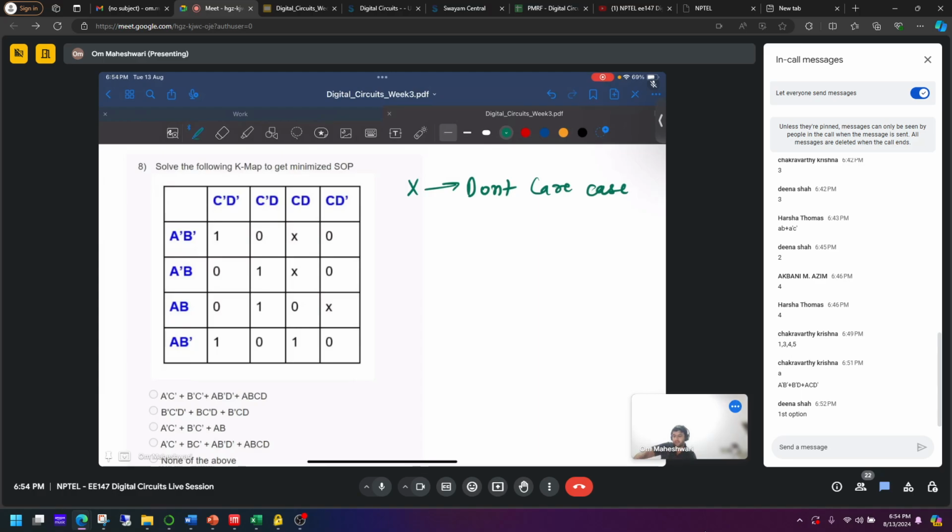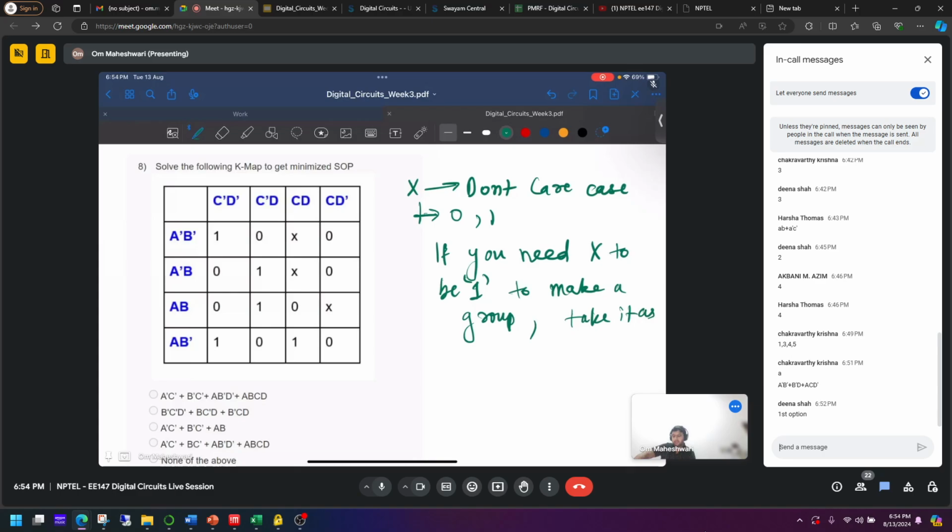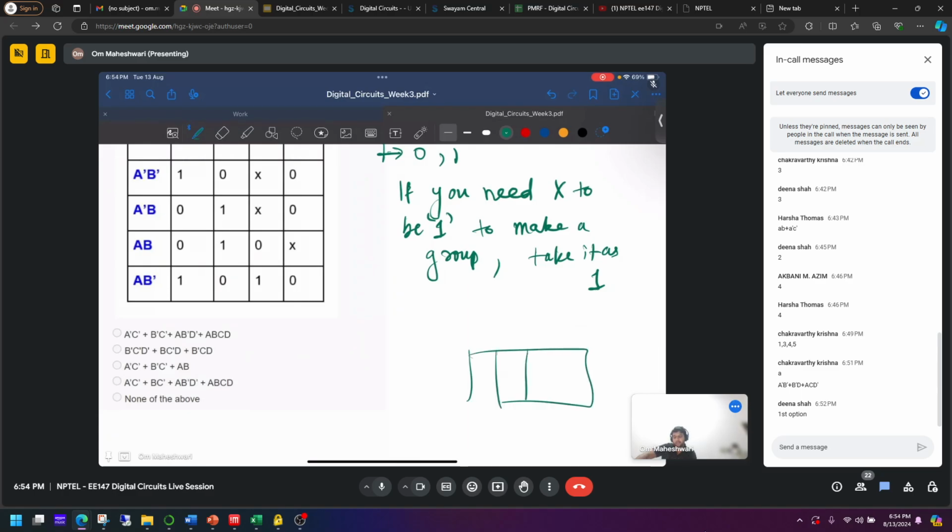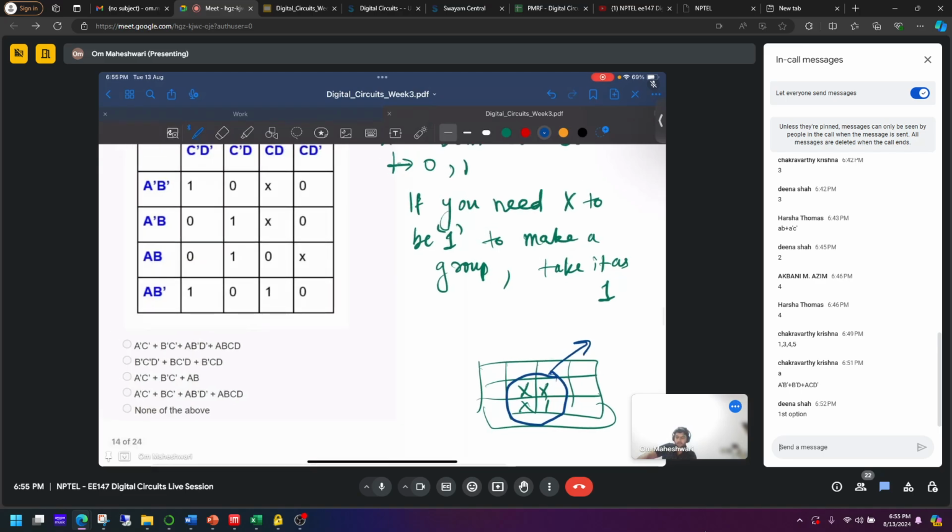So what does this mean? It does not matter whether you take it as 0 or 1. If you need the cross to be 1 to make a group, then take it as 1. Essentially, let's say you have a K-map somewhere where you're seeing cross, cross, cross, 1 in the middle. You can form a group out of this, assuming the cross to be 1, right?